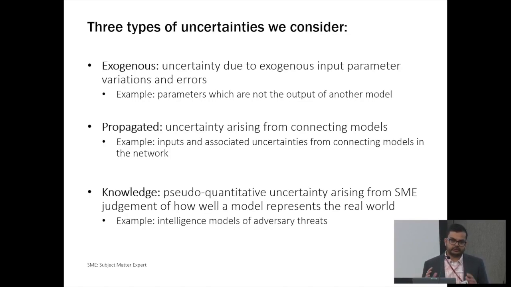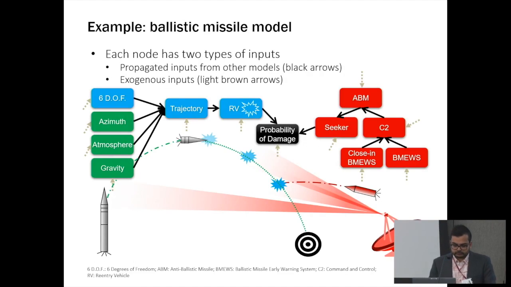Those 2 types of uncertainties are pretty distinct and there's no overlap, but knowledge-based uncertainties can overlap with these other 2. So you can have an exogenous uncertainty that's knowledge-based or a propagated one that's knowledge-based. Knowledge-based is just something that's pseudo-quantitative. I don't really have data. I don't really know for sure. I just have intelligence, SMEs, somebody's telling me this is how it works, and I'm going with it, right?